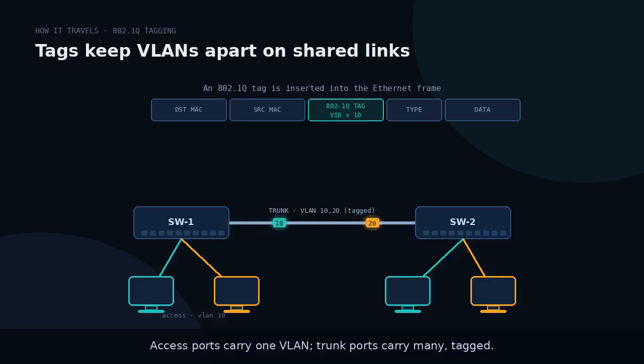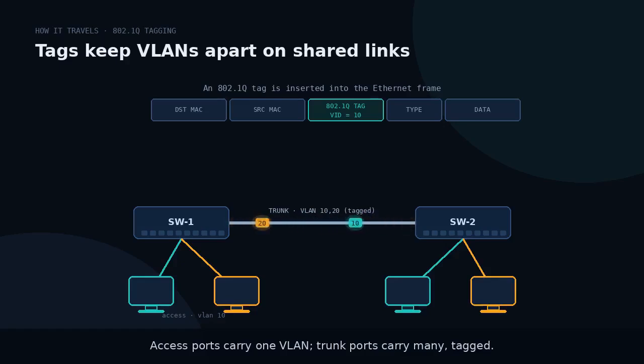But here is a question. If one cable between two switches has to carry traffic for several VLANs, how does the other side know which VLAN each frame belongs to? The answer is tagging. The standard is called 802.1Q. When a frame needs to cross between switches, the switch inserts a small tag carrying the VLAN ID, for example VLAN 10. This gives us two kinds of ports.